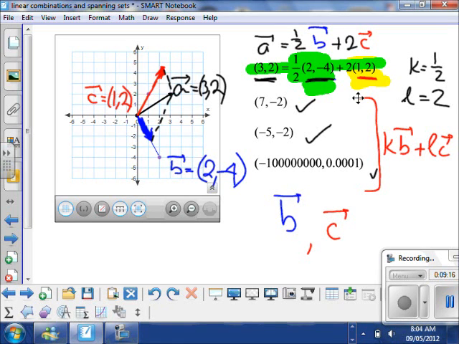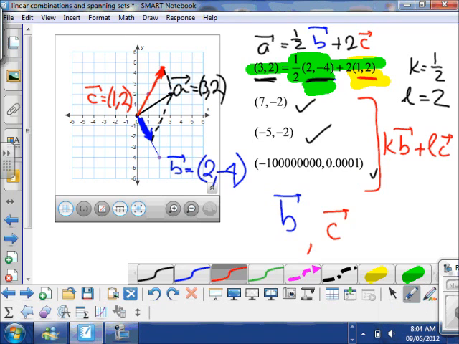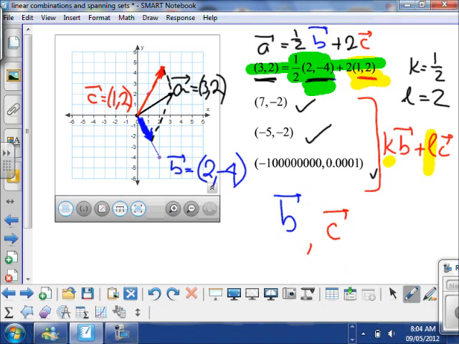You are able to do that. Yeah, the algebra will get messy, but if you try hard, I'm sure you can figure out your scalars k and l so that each of these three vectors can be written as a linear combination. Can you think of a vector that cannot be written in terms of b and c?